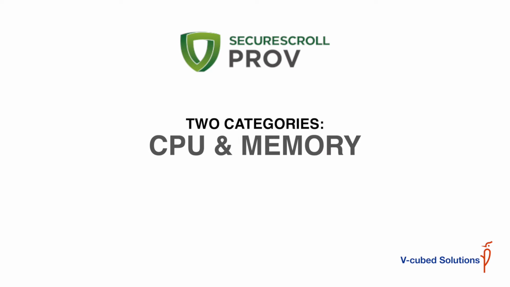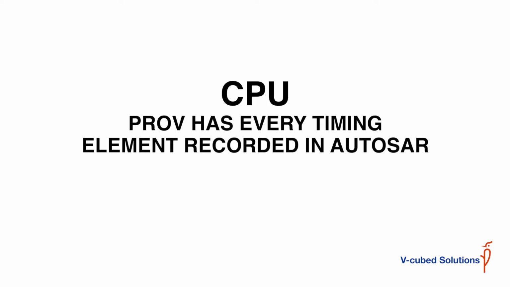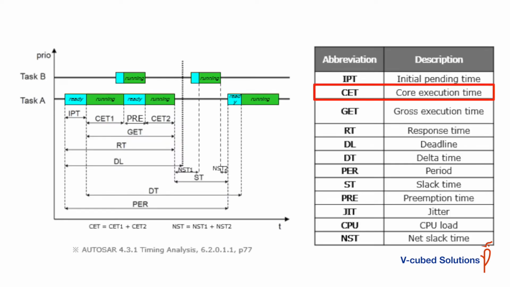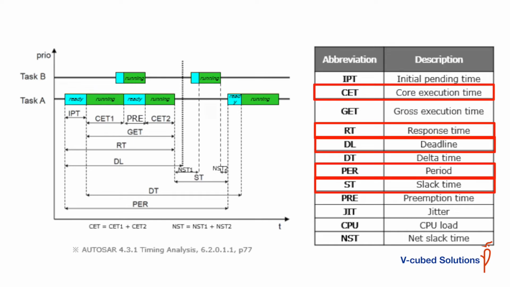Thank you, Owen. So now, as Owen said, I'll go into some of the details on what types of times can be recorded while profiling. So we can split them up into two categories relevant to CPU and memory. For the CPU measurements, it has every element of timing that's recorded in AUTOSAR: execution time, response time, deadline, the period, slack time, preemption time, and the net slack time.